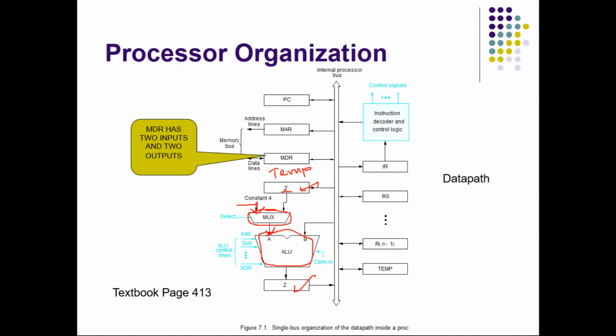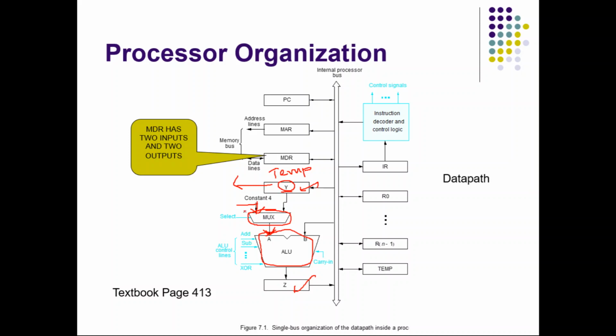When will the constant be taken and when will Y be taken? If Y is enabled, then the value available in Y will go as an input to the ALU. If Y is not enabled, then the constant will go as the input. So these are the two inputs of the ALU. One input comes through the multiplexer, which again takes two inputs, Y and constant 4, but only one will be activated.